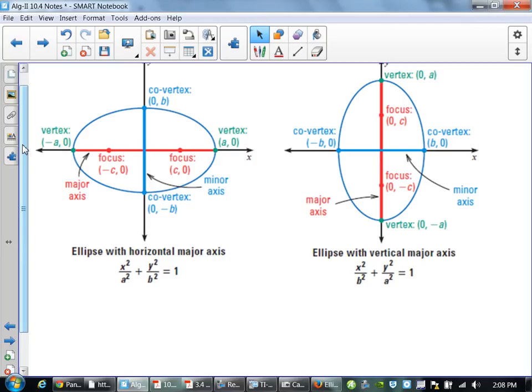We do the same idea with the vertical one. If it's vertical, that means stretched up and down, so your vertices are up and down. Your A value still gives you the distance from your center to your vertex, so now the vertices would be at (0, A) and (0, negative A). Your co-vertices go left and right, because they're horizontal then.